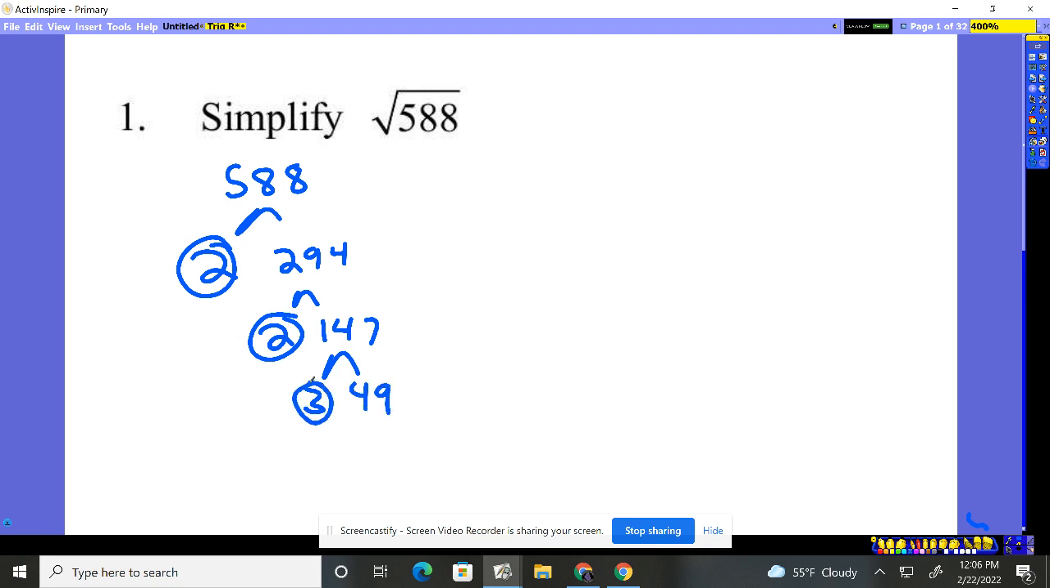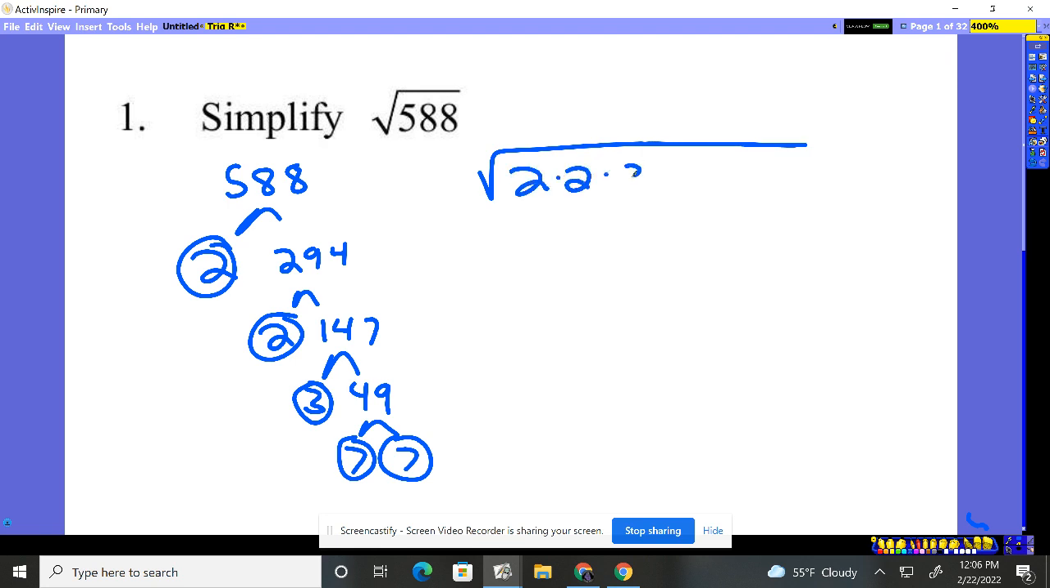49, yep. Okay, and again, you're using a calculator, so you can just check, hey, divide by 2, then divide by 3, just divide by some prime numbers, and 49 will break down to 7 and 7. So now I know that the square root of 588 is nothing more than 2 times 2 times 3 times 7 times 7.